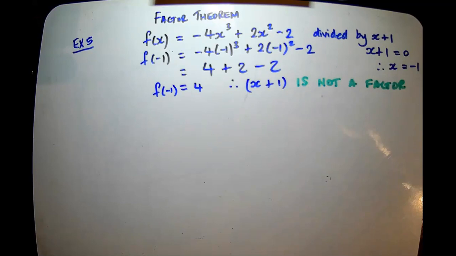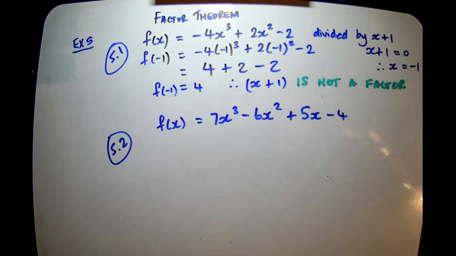X plus 1 is not a factor. Why? Because we did not get an answer of 0. If we plugged all of this in and we got an answer of 0, this means that x plus 1 is a factor. In the next example, 5.2, it's divided by x minus 2.